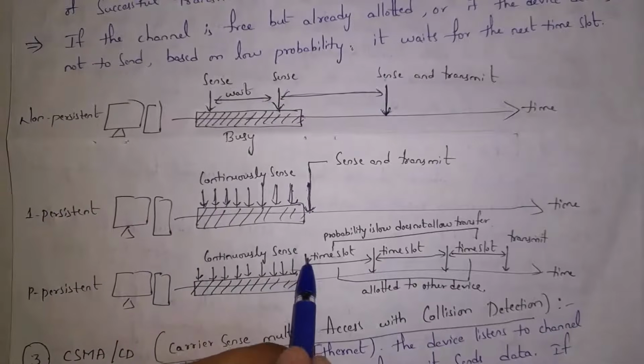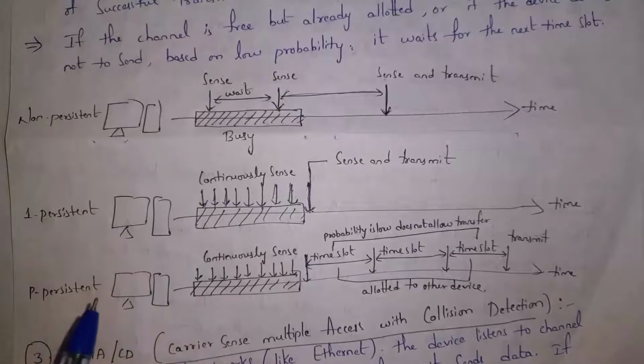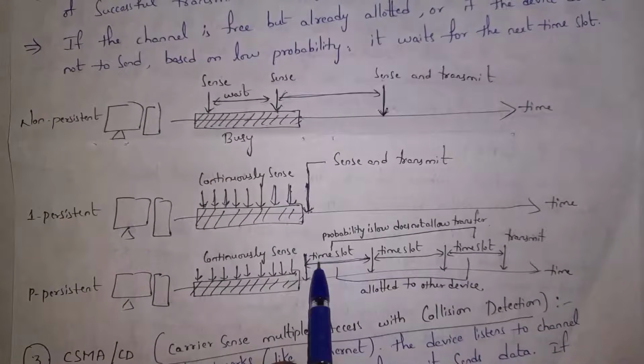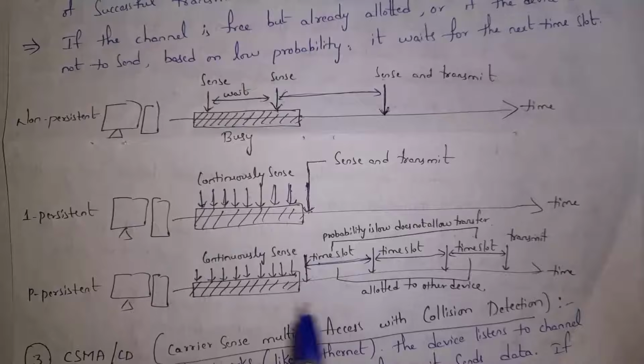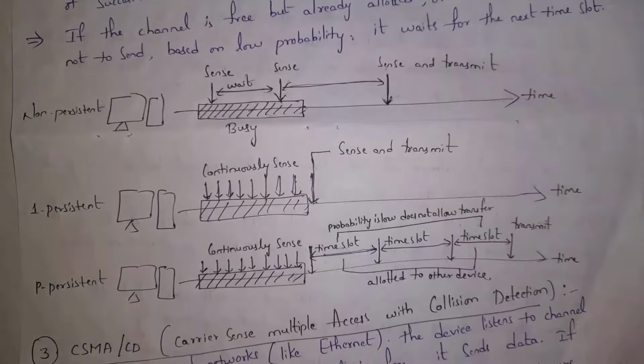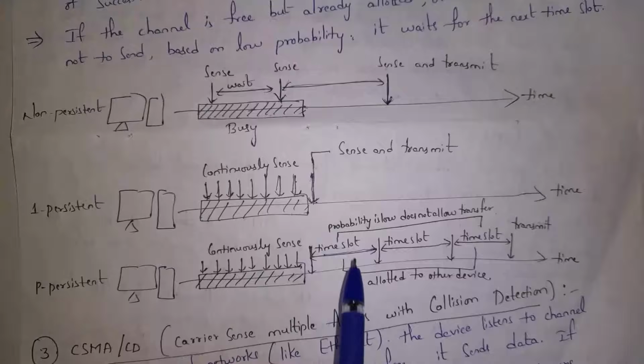And if the channel is free, the device will not send data directly. At first, the device will wait some time in order to sense whether any other device wants to send data in this time slot or not. If no device wants to send data in this time slot, then this device will send data. For example, in this time slot, probability is less. That means other devices want to transfer data in this time slot. So this device will not send data.